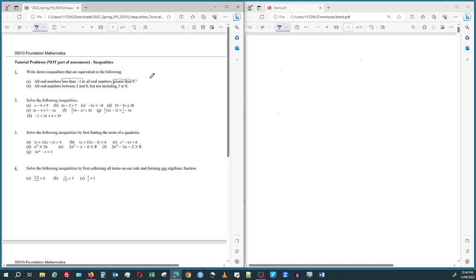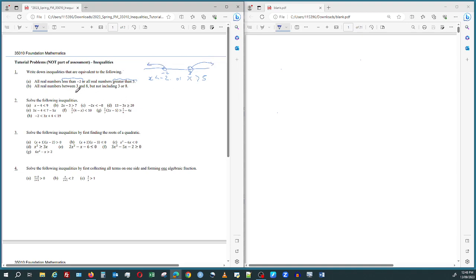So we want to write it as some variable, a real number, x is less than minus 2, or x is greater than 5. So we could do the number line for this, greater than 5 or less than minus 2.